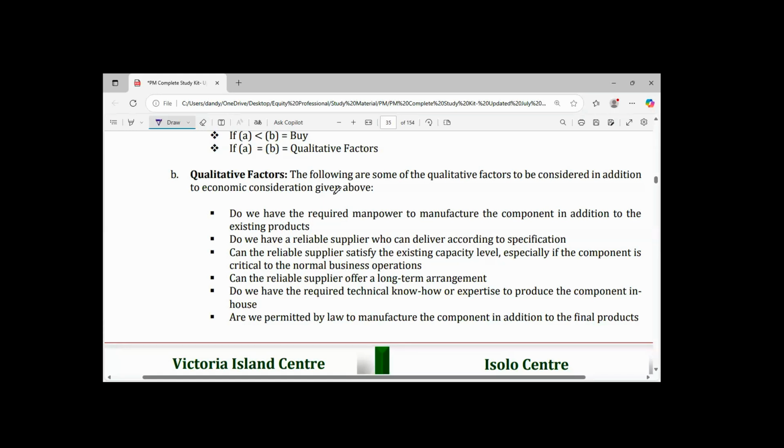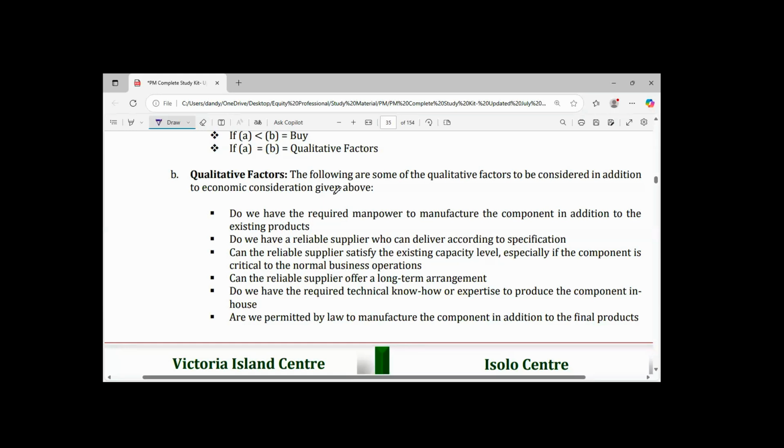And one of the factors that I mentioned was that there are some germane questions that will be begging for answers. One of them is that the company will need to confirm. As a company, you need to ask the question: do we have the technical know-how or expertise to produce the components in-house? Because you can't just say you have so much financial resources and then start producing. You must ensure that you have the capacity, the technical know-how or expertise to produce.